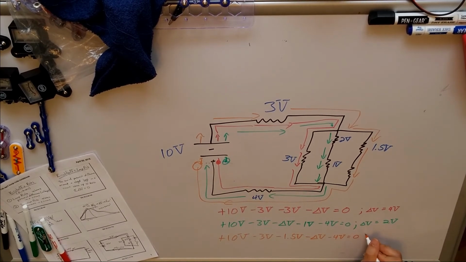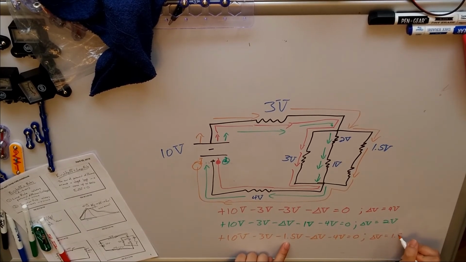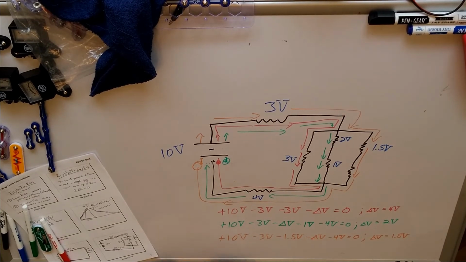This is now a closed loop. So 10 minus 3, that's 7, minus 4 is 3, minus 1.5. We know that our unknown delta V must be 1.5 volts.